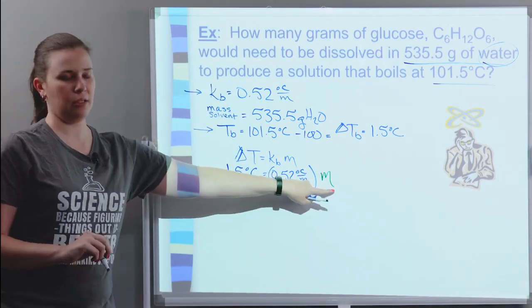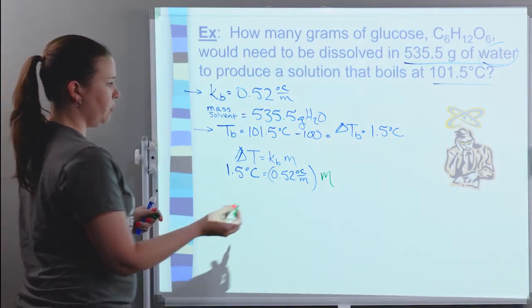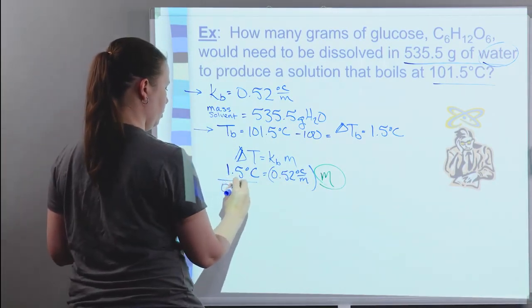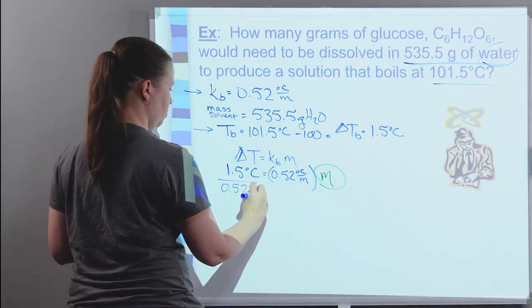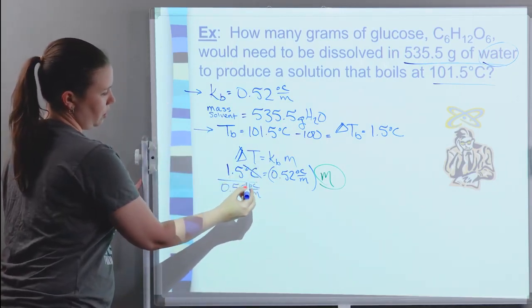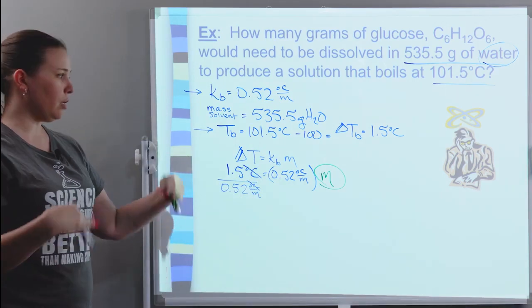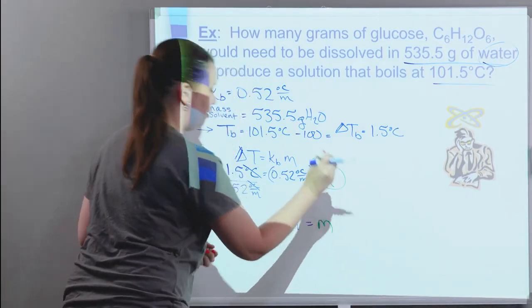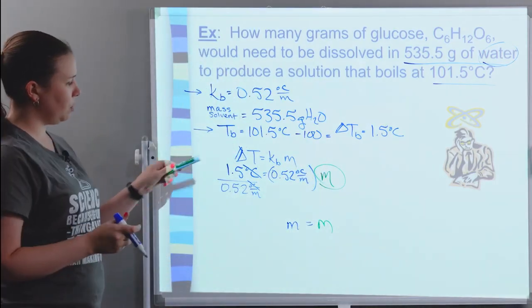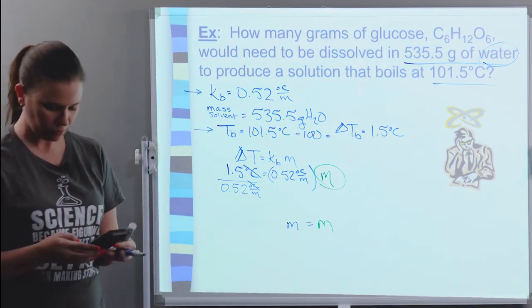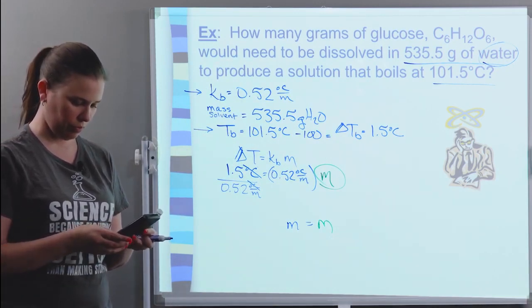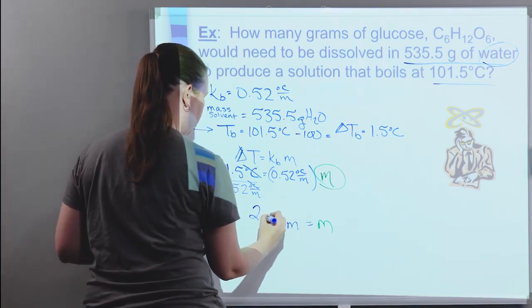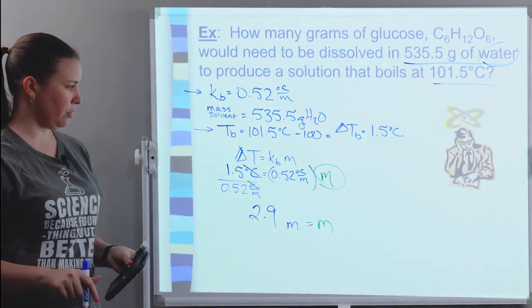So notice this is a unit and that is a variable. It gets a little confusing. So if I want to isolate my variable of molality, that would involve dividing by 0.52 degrees Celsius per molality. And you can see the degrees Celsius would cancel, and then molality on the bottom of the bottom is really on the top. So now I just want to know what is 1.5 divided by 0.52. And we get 2.88, which will round to 2.9 for the two significant figures.